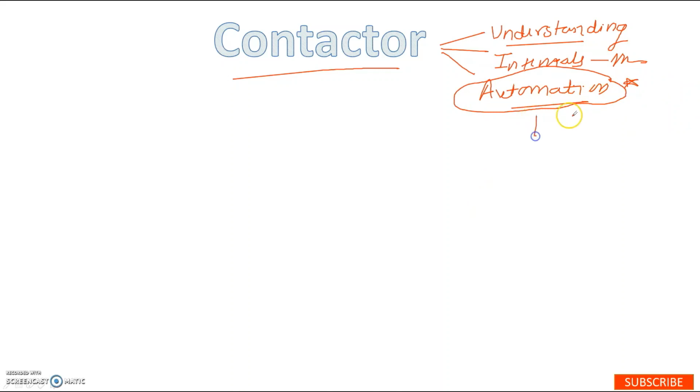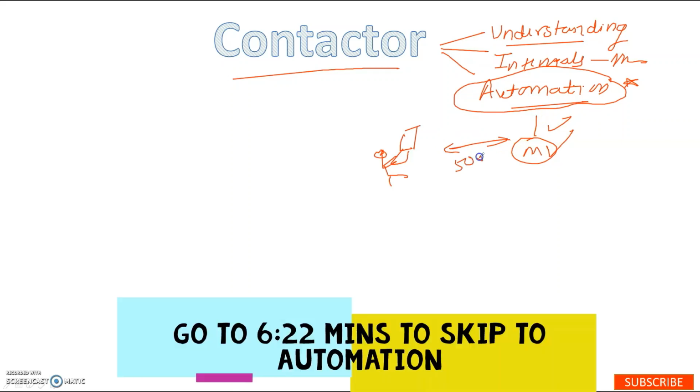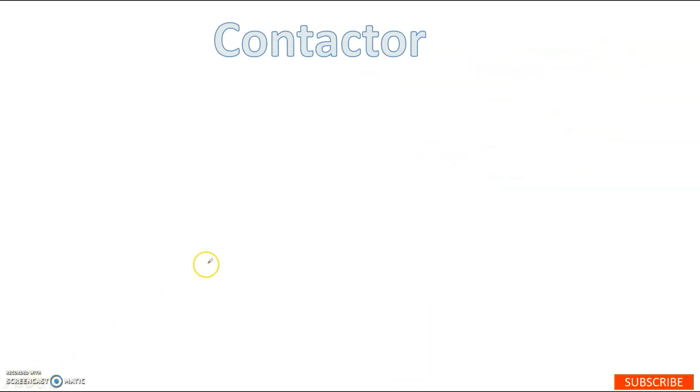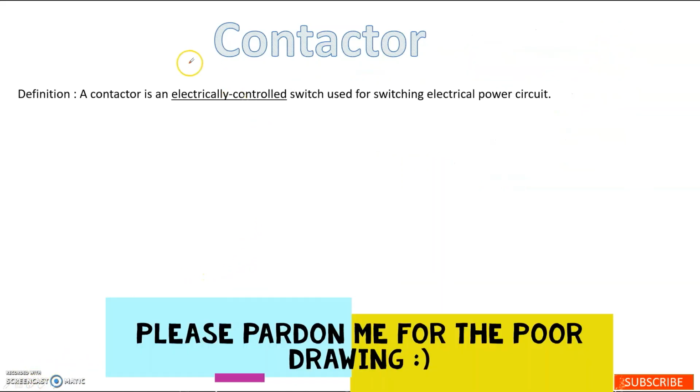Say I want to control a motor sitting in my control room. I have a computer in front of me and I just want to make a few clicks, and this motor should start automatically at some 500 meters or maybe a kilometer away from my place. How all these remote operations happen, we are going to understand further in this video. So let us get further into the video and try to see the basic definition of the contactor.